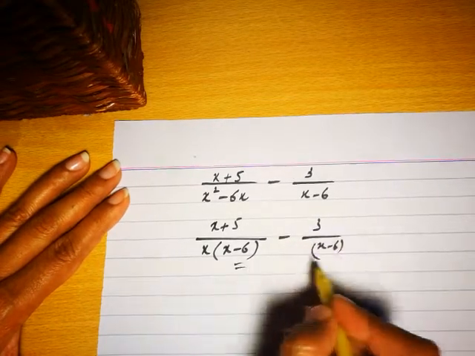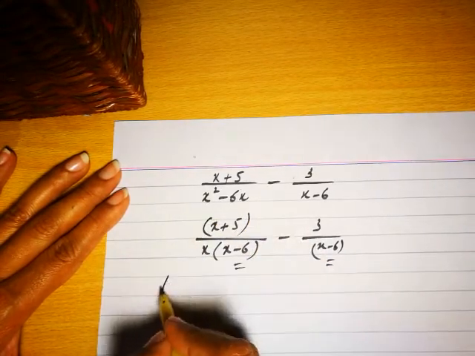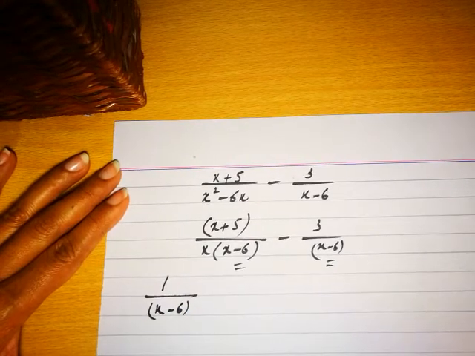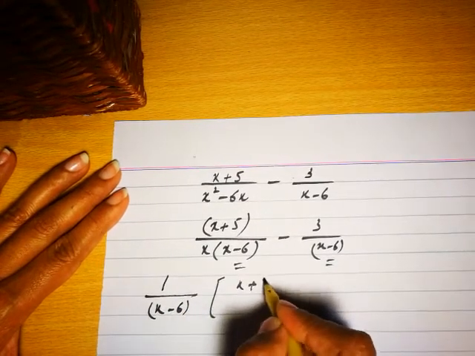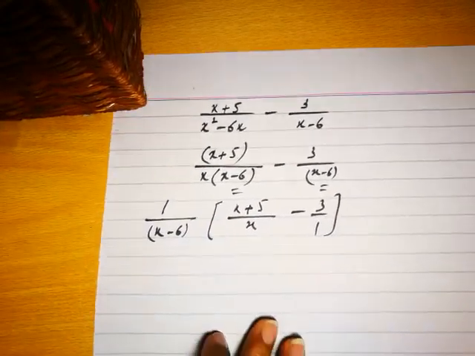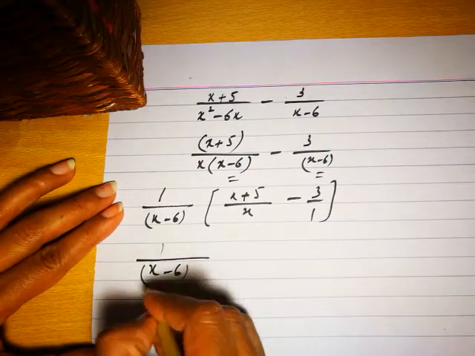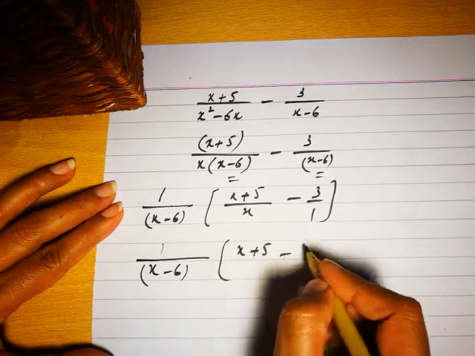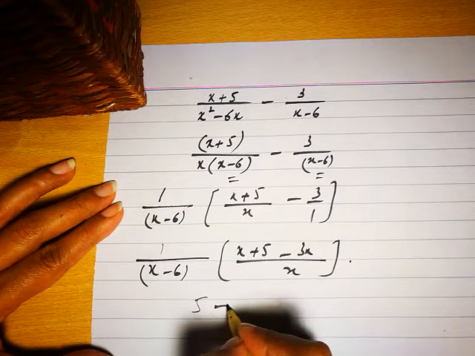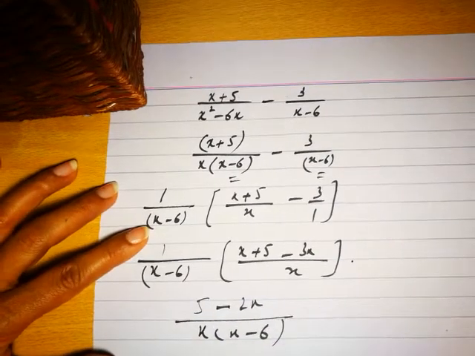Can you see the common factor there? Yes. So from the numerator, I am going to take 1 common. From the denominator, I am going to take the whole factor x minus 6 common. But I am left with x plus 5 over x minus 3 over 1. So this is easier now. 1 over x minus 6, x plus 5 minus 3x over x. So it will give you 5 minus 2x over x times x minus 6.